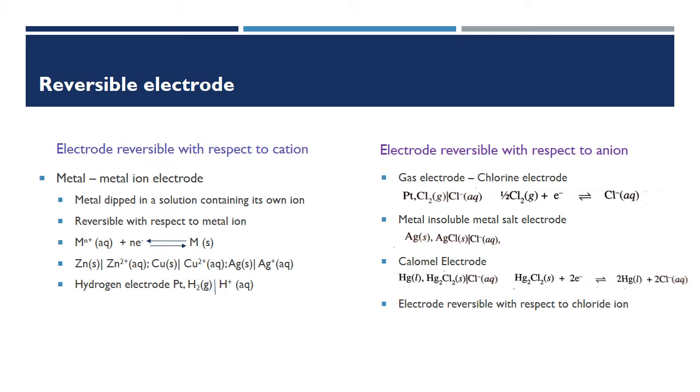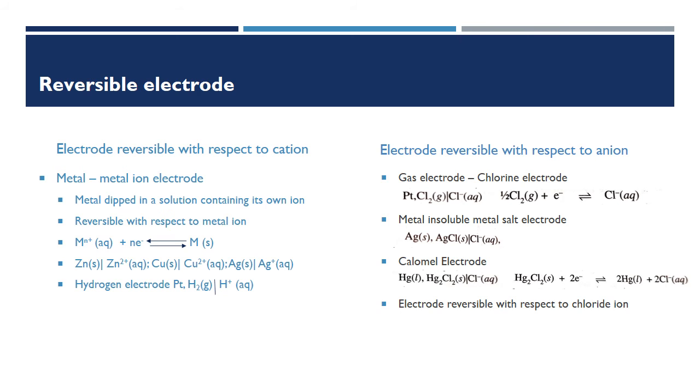Let us now look at the case of electrodes reversible with respect to a cation. This consists of a metal rod dipped in a solution containing its own ion. They are reversible with respect to the metal ion. That means that the metal atom in the rod may lose an electron and come into the solution as a metal ion, or the metal ion may absorb an electron and deposit onto the metal. Examples are a zinc rod dipped in a solution containing Zn2+ ion, a copper rod dipped in a solution containing Cu2+ ions, silver dipped in a solution containing Ag+ ion, or hydrogen gas bubbled over platinum in a solution containing H+ ion.